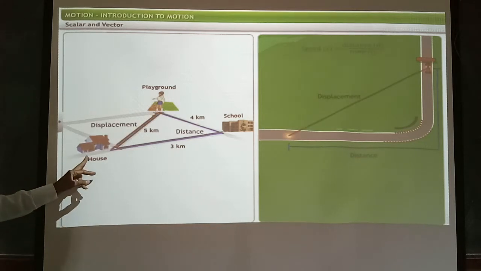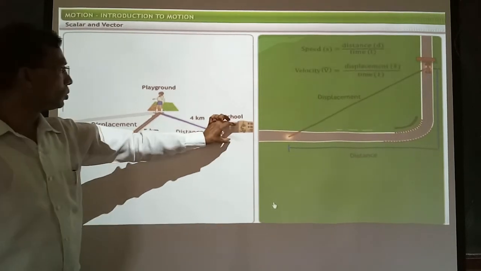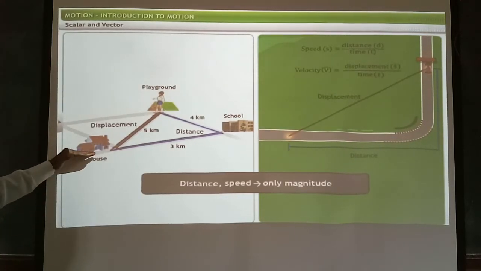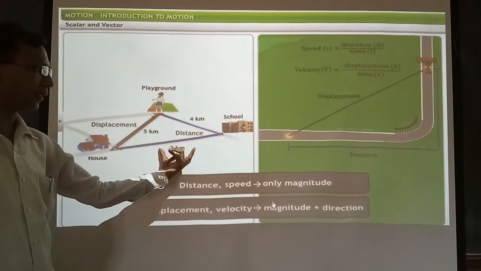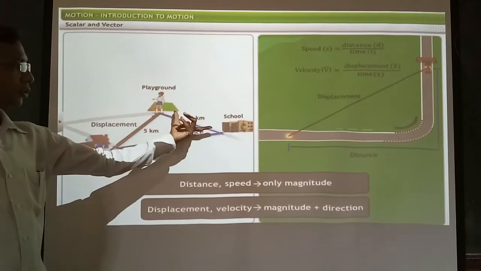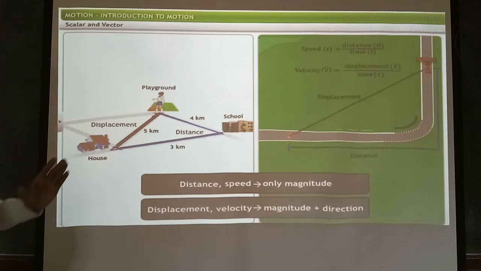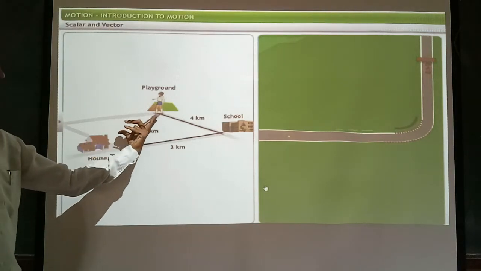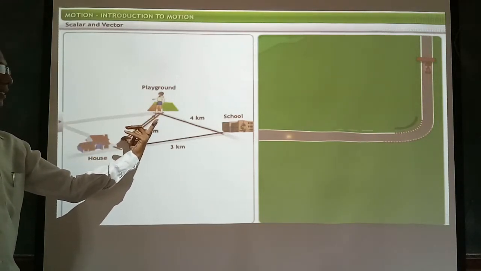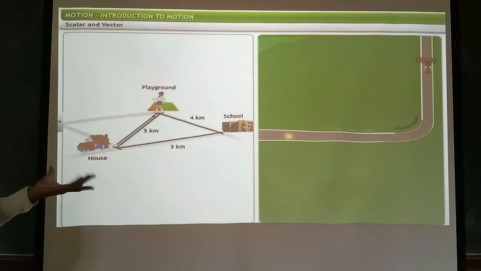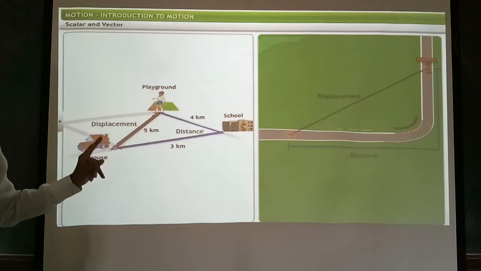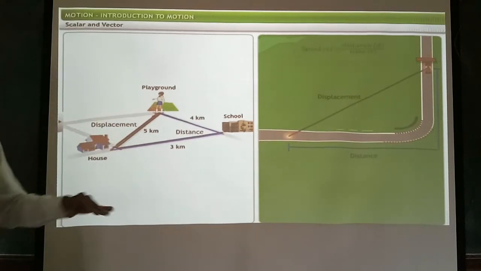As we previously discussed about the house, school and playground, one girl travels the distance from house to school, 3 km. From school to playground, she covers the distance of 4 km. So the displacement we find is 5 km. Total distance is 3 kilometer plus 4 kilometer, that is 7 kilometer, but displacement is only 5 kilometer.